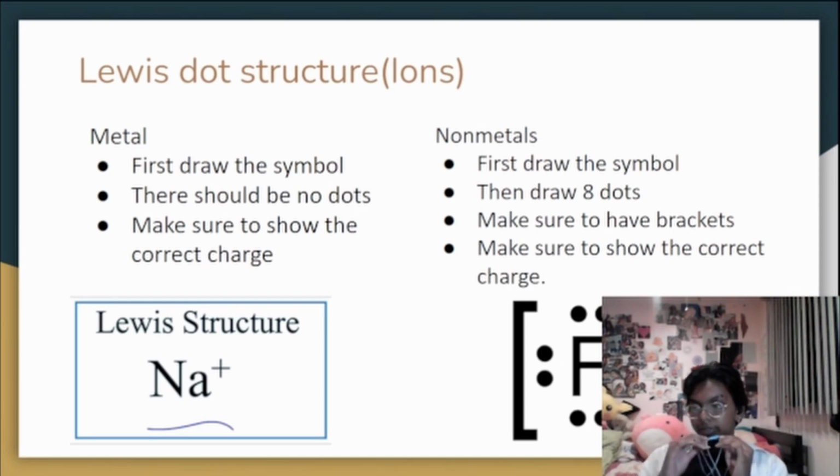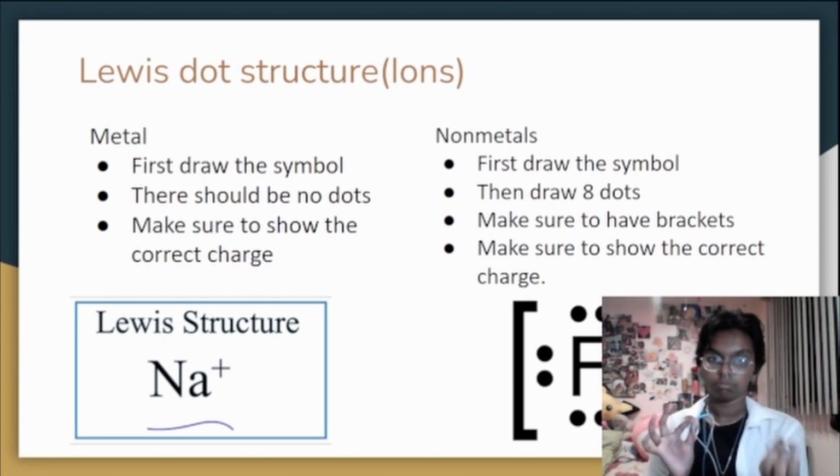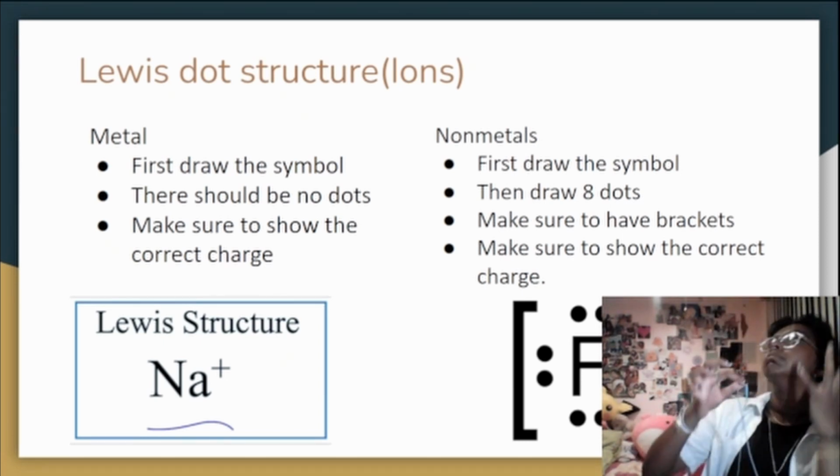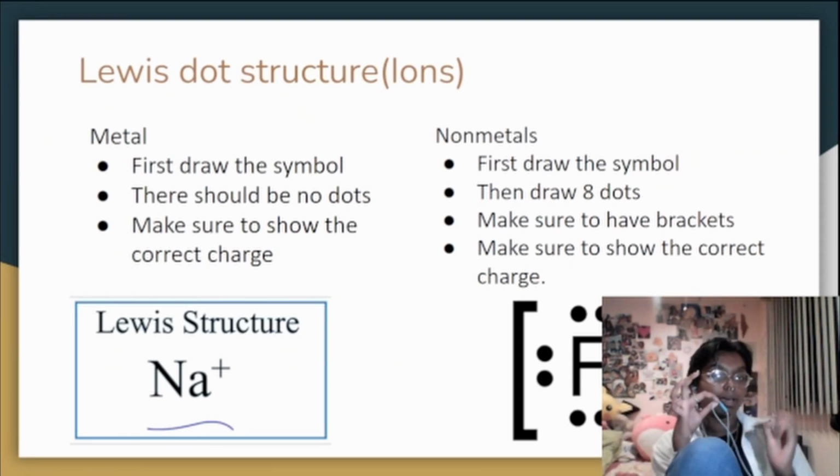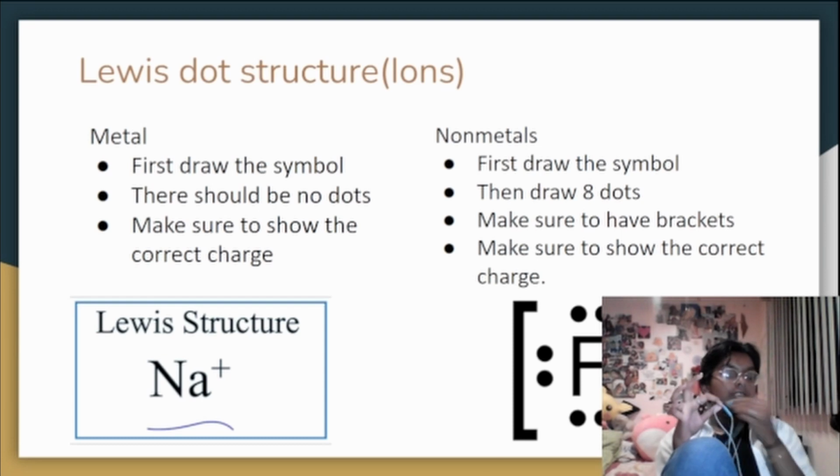So you would show the correct oxidation state, positive. Well, not the number, just the charge. Not the number, just the charge. Okay, and then for nonmetals, first you would draw the symbol.